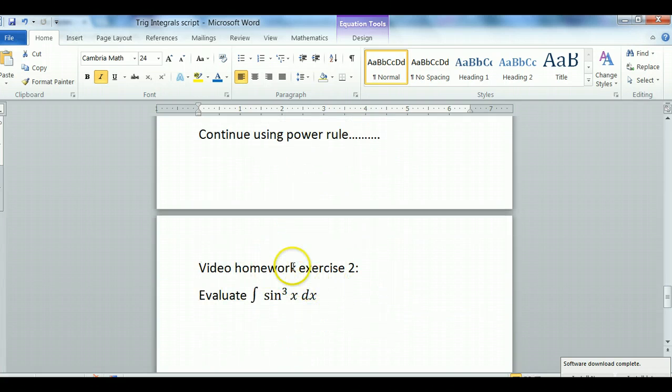So now here is the video homework exercise 2, which you should do for tomorrow, just to integrate sine cubed x, and you can do it just using the same technique that we used in the previous examples.